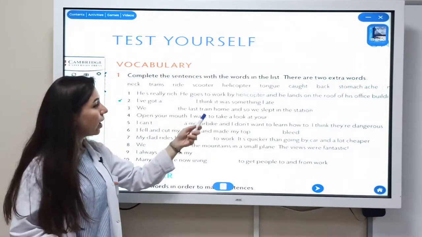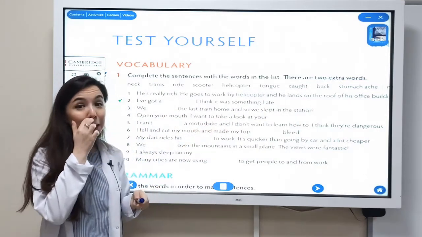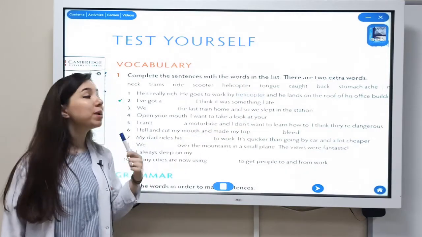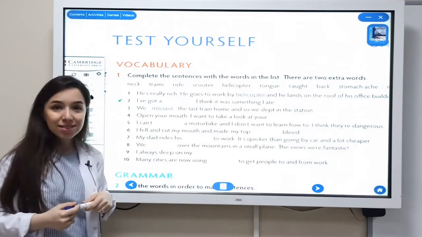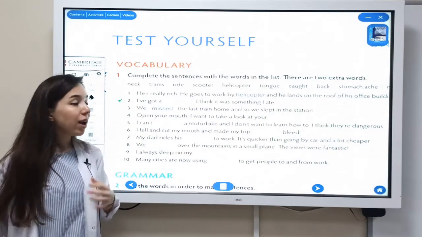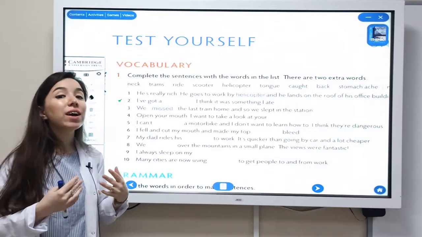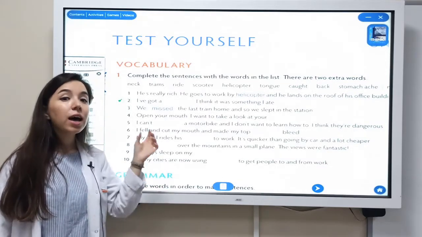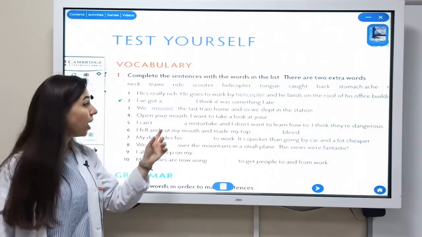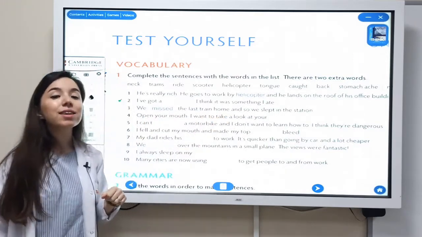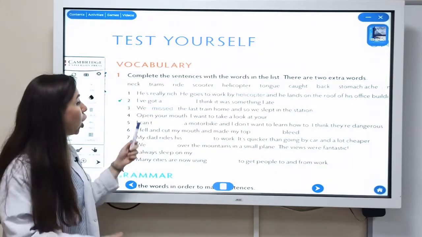We missed the last train home, and so we slept in the station. What do you understand? We slept in the station. Why? Because we missed the last train. Yes, for example, last night we went to a train station, but because we were late, we didn't arrive at the exact time, we missed the last train home, and so we slept in the station and waited for the other train. Open your mouth.